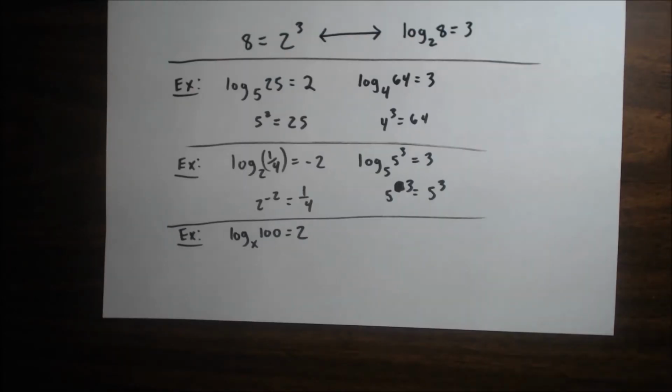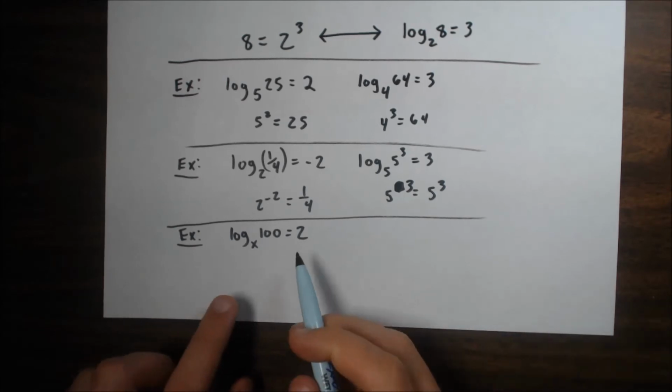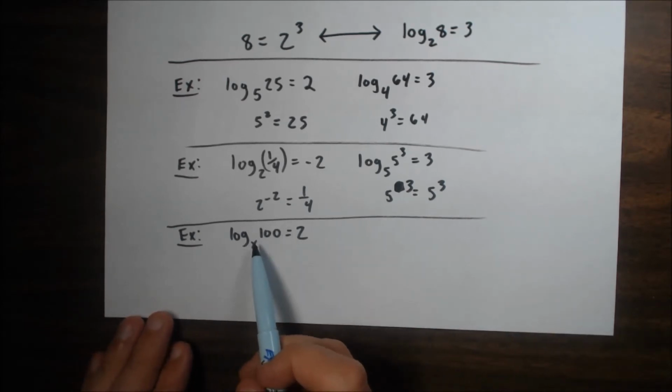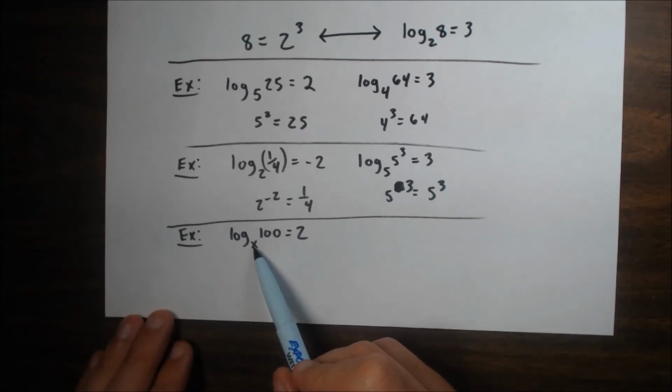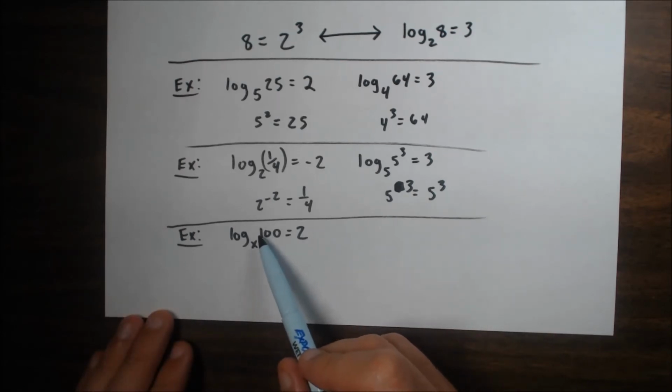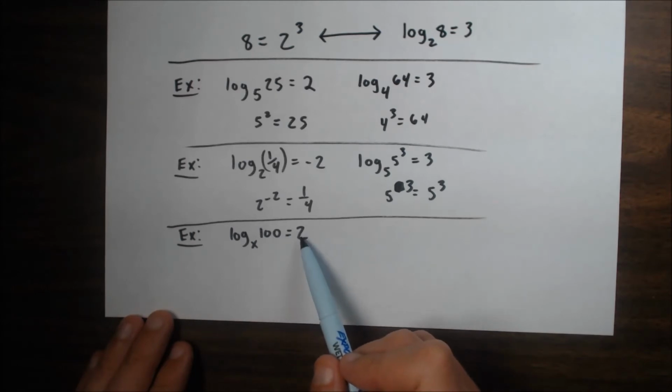Sometimes you'll be asked to solve a logarithmic equation like this, where the unknown is actually the base of the logarithm. And so again, what are we asking? What power of x gives me 100? And the answer is 2.